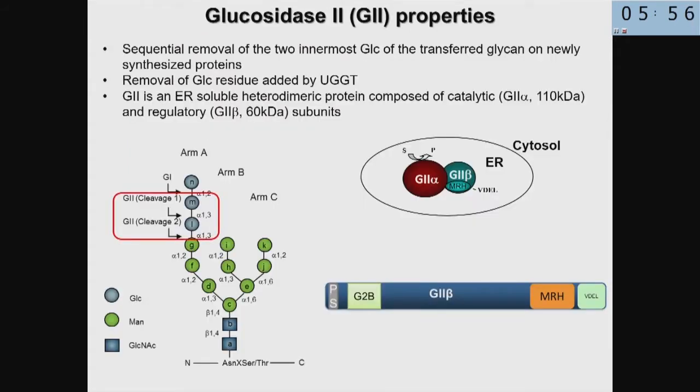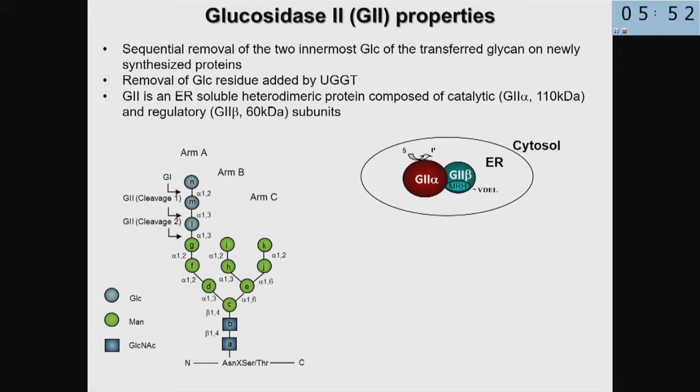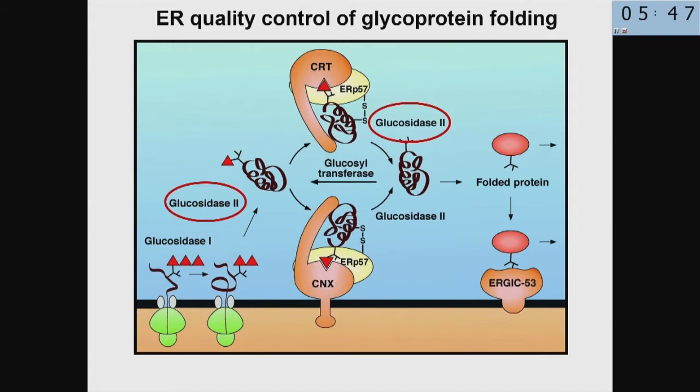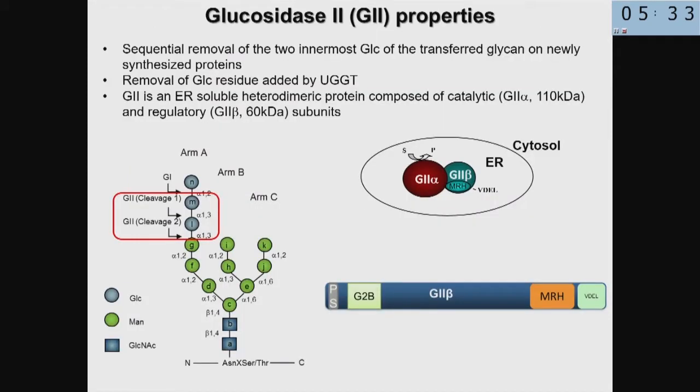For some years, we thought that glucosidase 2, the opposing activity to the glucosyltransferase, was a sort of naive enzyme whose only role was to remove the glucose unit. But then, when we started studying, our work and the work of other groups showed that it was not that naive.